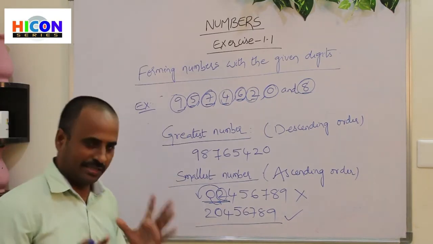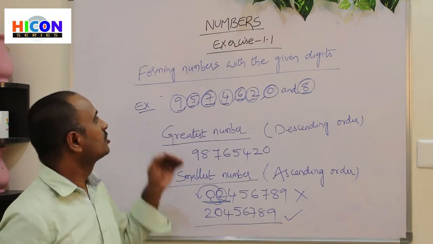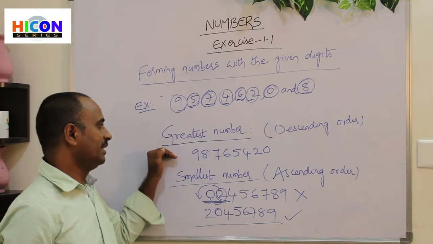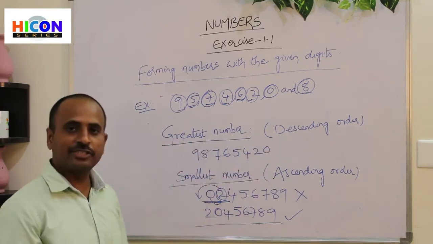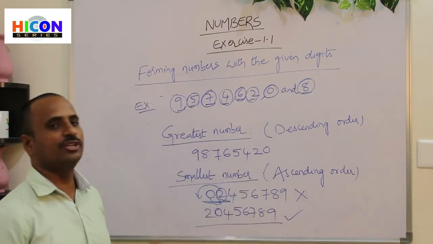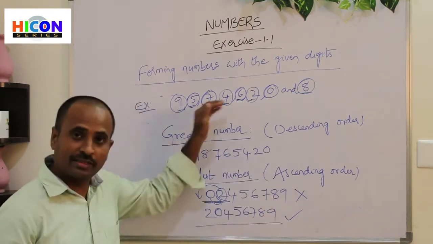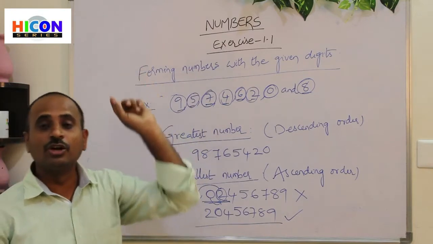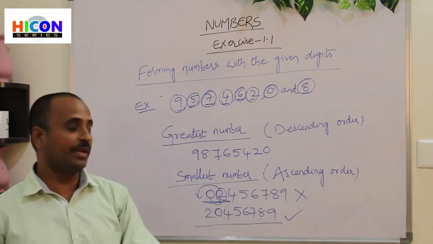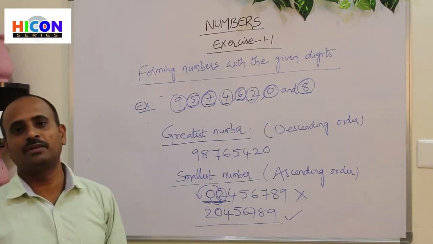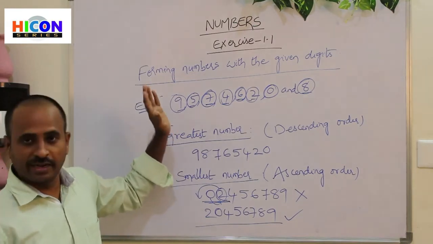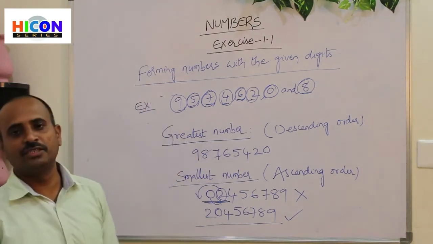So children, this is the way how we can write the smallest number and the greatest number. If we arrange the given digits in descending order, we will get the greatest number, and if we arrange the given digits in ascending order, we will get the smallest number. If there is 0 in the given digits, the 0 should not be written in the first place. The 0 should be written in the second place while writing the smallest number.